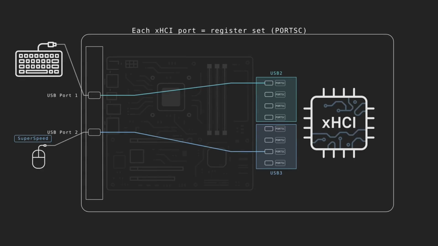Now, whenever a device gets connected to a port, or the controller is reset, we, or the operating system, have to reset that xHCI port, and the procedure to do that can vary slightly depending on whether the port is USB2 or USB3. So with that explanation out of the way, let's get coding.